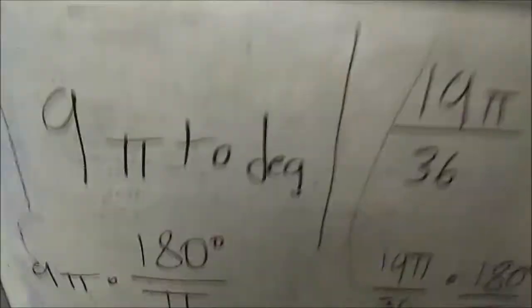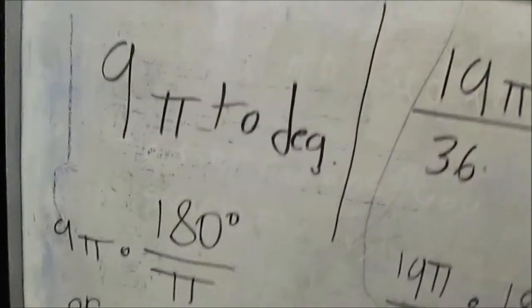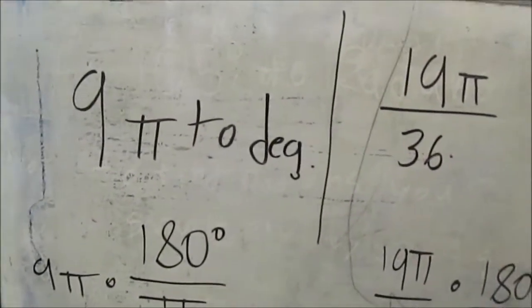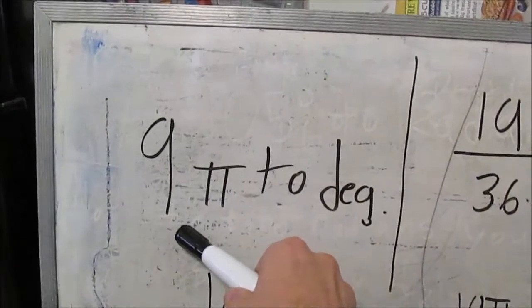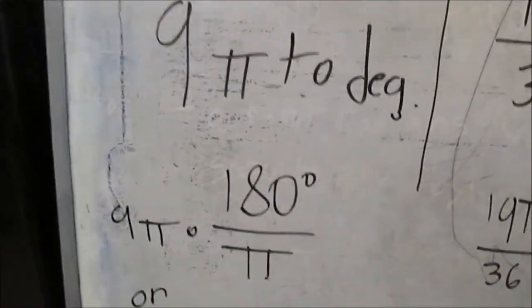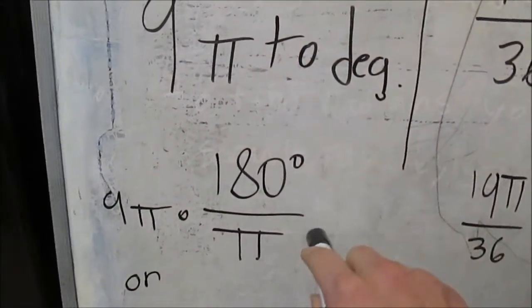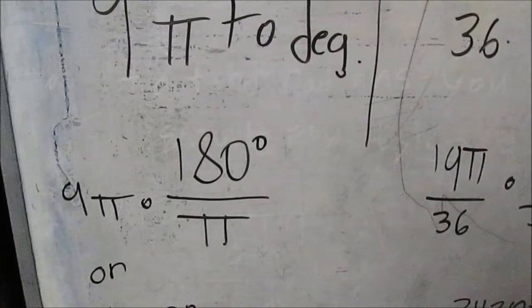So what about the reverse? What about going from radians to degrees? Well, that one's actually not so hard either. You just do the opposite of what you regularly do. So if you're given 9 pi and told to convert it to degrees, all you have to do is multiply 9 pi by the inverse of what we used last time, which was pi over 180, but now it's 180 over pi. So 9 pi times 180 over pi.